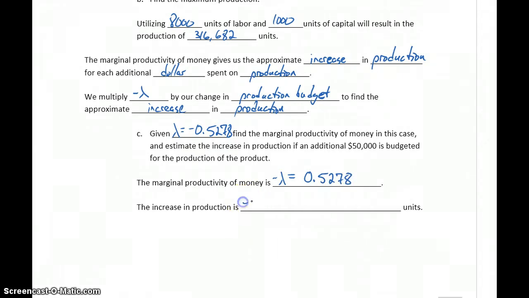The increase in production can be calculated as the opposite of lambda, so that 0.5278 times the 50,000, the additional money we're going to budget for production, which leads us to approximately 26,390 units. So using that value for marginal productivity of money, multiplying it by the additional amount that we plan to budget for production, should increase our production by approximately a little over 26,000 units.